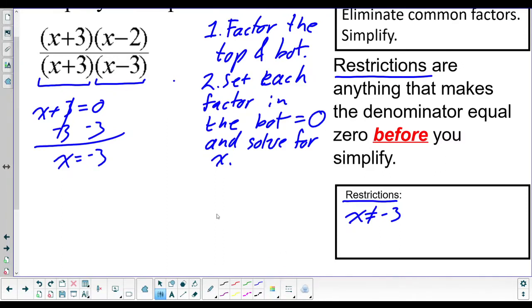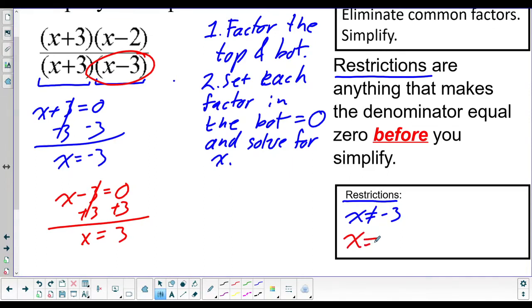Now we need to repeat that process for this factor. So we're going to say x minus 3 equals 0. Add the 3 over. Cancel negative 3 and 3. X equals 3. So that's a restriction. X cannot equal positive 3. Those are forbidden values and we're not allowed to use them.